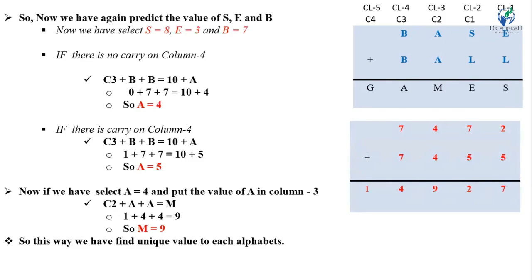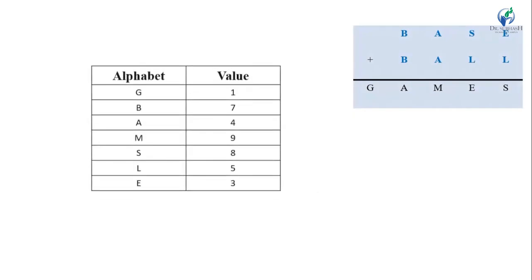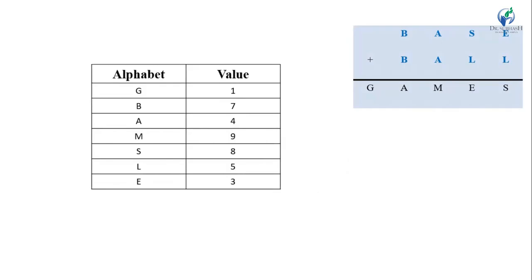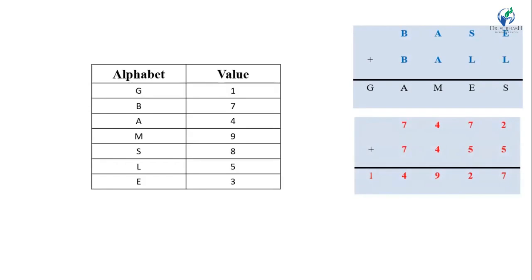And we put these in our cryptarithmetic problem. So finally, we have found the value of every alphabet: G is equal to 1, B is equal to 7, A is equal to 4, M is equal to 9, S is equal to 8, L is equal to 5, E is equal to 3. We can put these in our cryptarithmetic problem, and the value of each alphabet is unique.